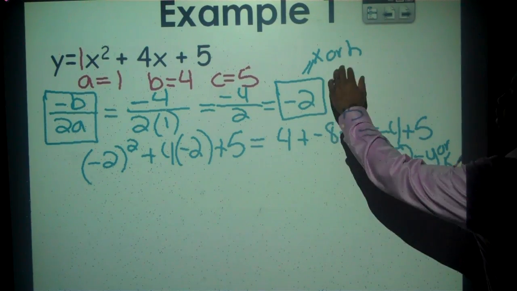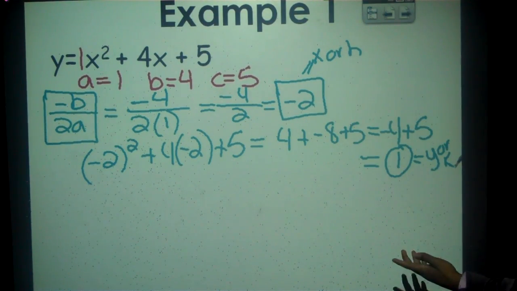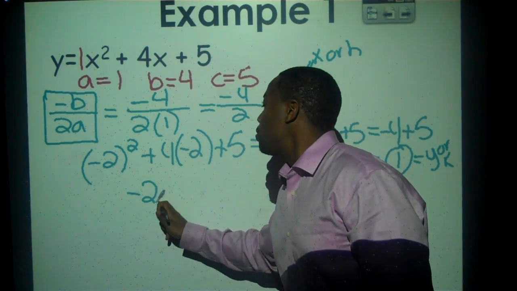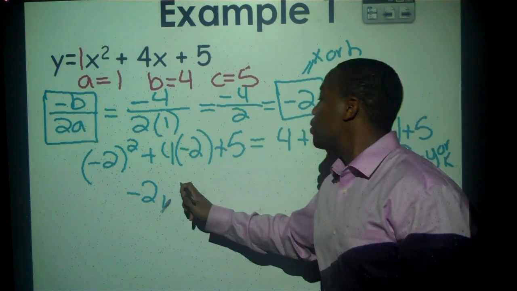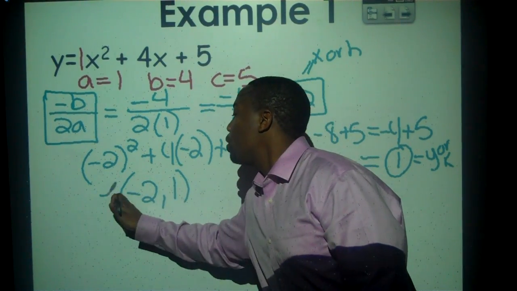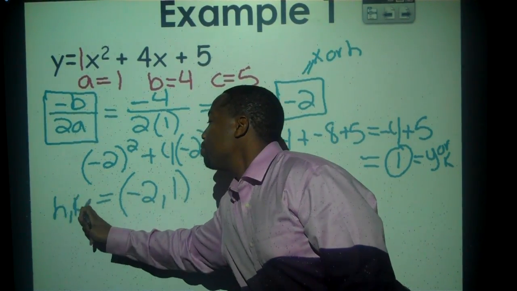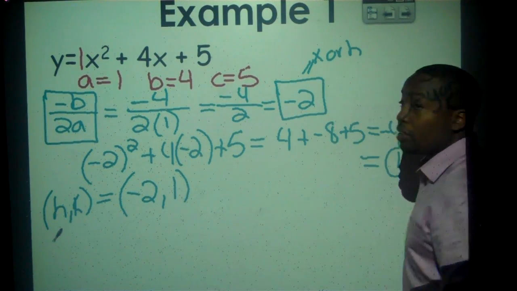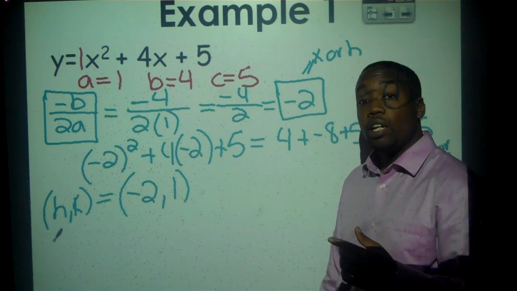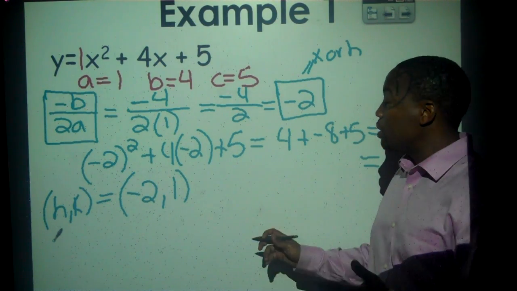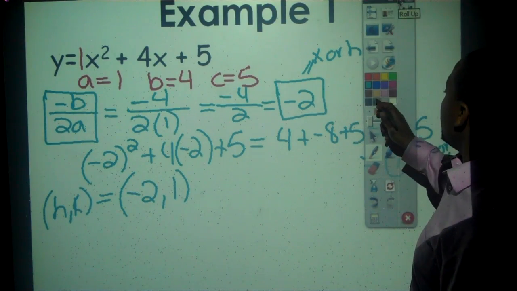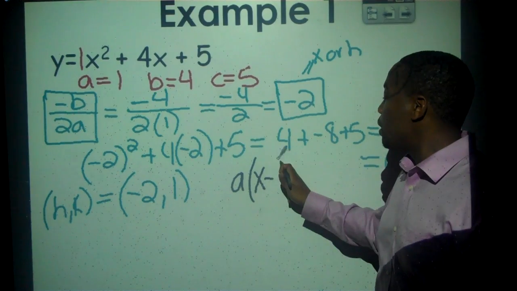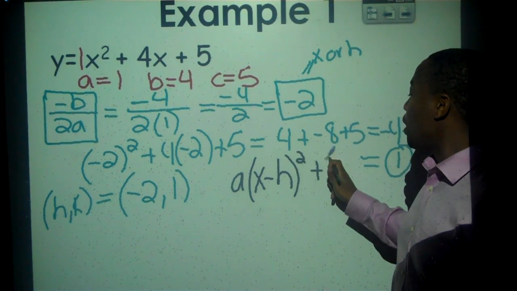Now that I have my h and k, or my x and y, what's my vertex? My vertex is just going to be negative 2, 1. That's my vertex. This is what I'm really looking to get. Now based on that, this is the formula I have to remember: the vertex form of a quadratic. The vertex form for a quadratic will be a times x minus h squared plus k.